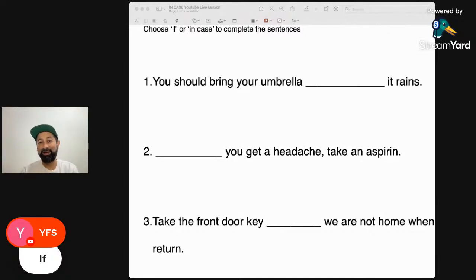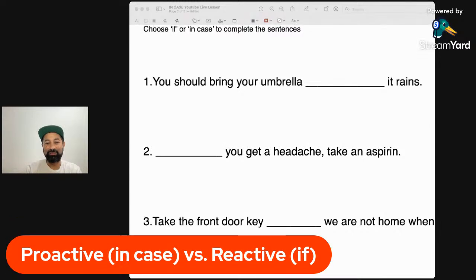You can't prepare for a headache. We don't know when we'll get a headache. And you shouldn't take medicine preparing for something. That's not healthy. So with medicine, it's always reactive. We get the headache, then we take aspirin. All right, very good. Very good job. All right, now let's look at the next one.